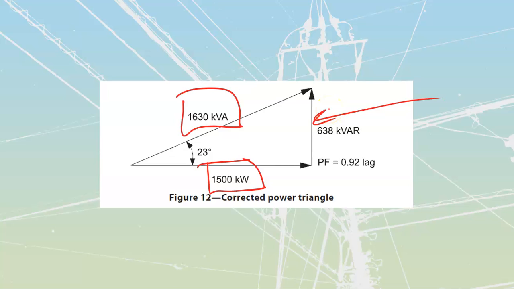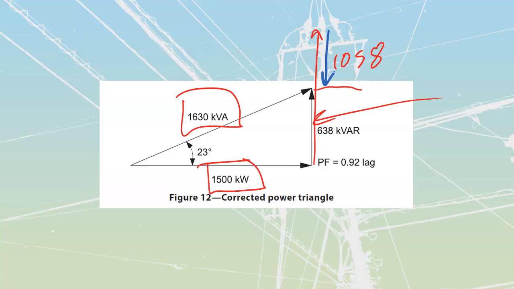Now we know that's not what our plant started out with. We know that our plant started out with this value over here, which was 1058 kVAR. And we're now going to drop it down to 638 kVAR, which means that we're going to be chopping off that top section. How do we chop it off? Well, we are chopping it off with this synchronous motor that we have over here.